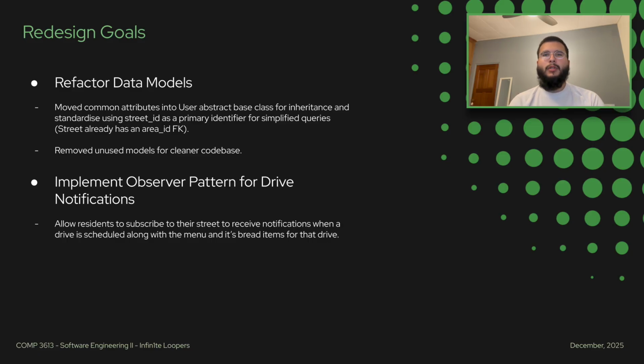Hi everyone, my name is Eamon Cornilliac and I'll be taking us through the proposed redesign and the updated class diagrams for the breadvan app. With regards to the redesign, we had two main goals. The first one was to refactor the data models to address any underlying issues in the code base. This involved moving any common attributes in the driver and resident class into the user abstract base class, as well as standardizing the use of street ID as a primary identifier. These two changes would allow us to have a cleaner class diagram as well as simplified database queries.